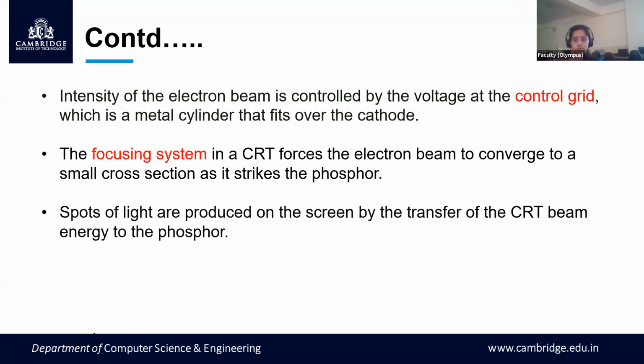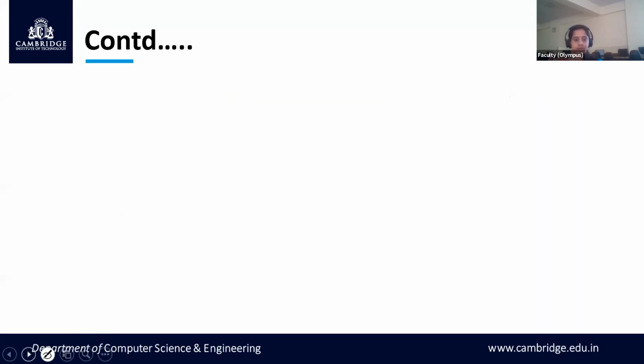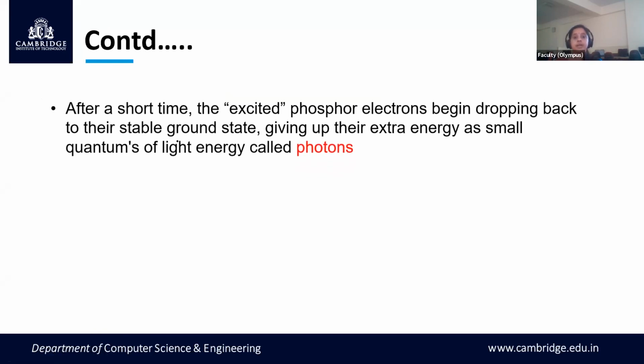Spots of light are produced on the screen by the transfer of CRT beam energy to the phosphor. That's nothing but a spot of light. This also we have done now. After a short time, the excited phosphor, the terminology we use is excited phosphor, which produces light, a glow. After a short time, the excited phosphor electrons begin dropping back to their stable ground state.